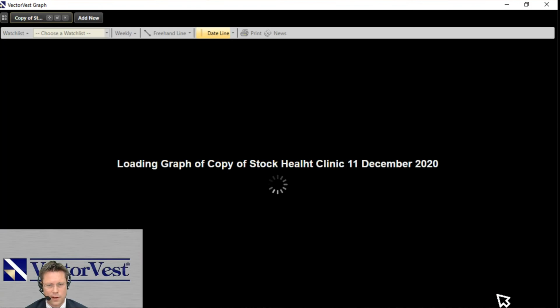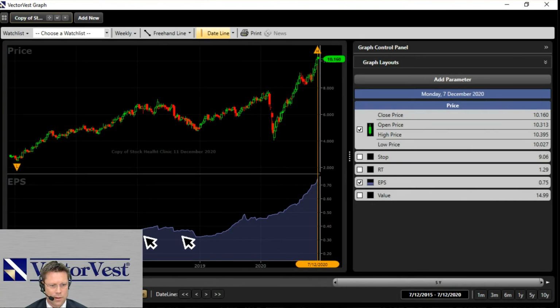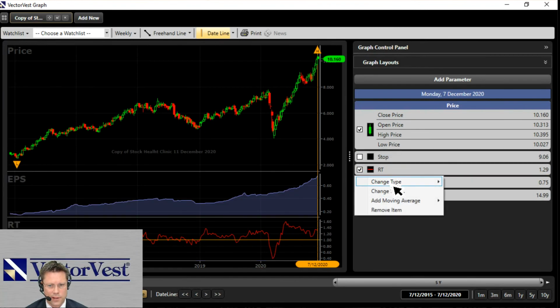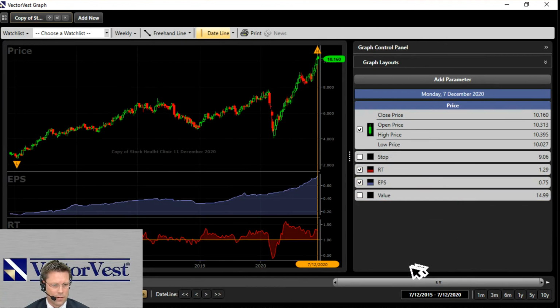Let's pull this back 5 years. Wow, look at the trajectory of that growth. Now we'll throw our relative timing on. It's not looking too bad, RT sitting above 1 most of the time. A bit of a pullback there on coronavirus, but up it comes again. Wow, so we've started to really clean this up.